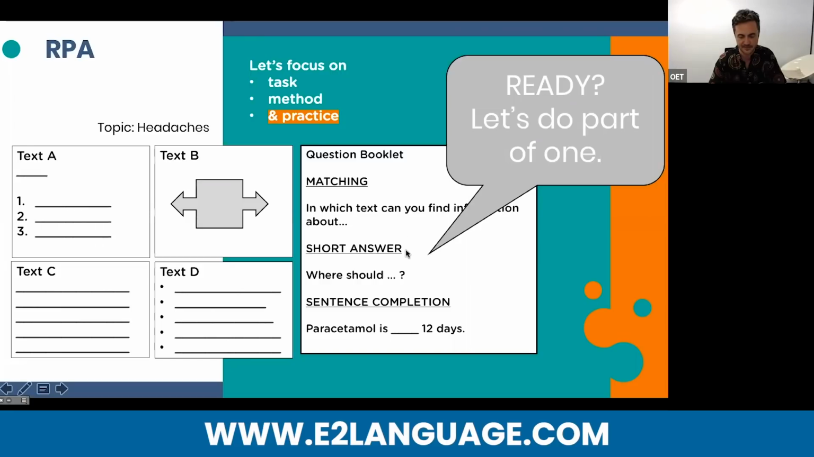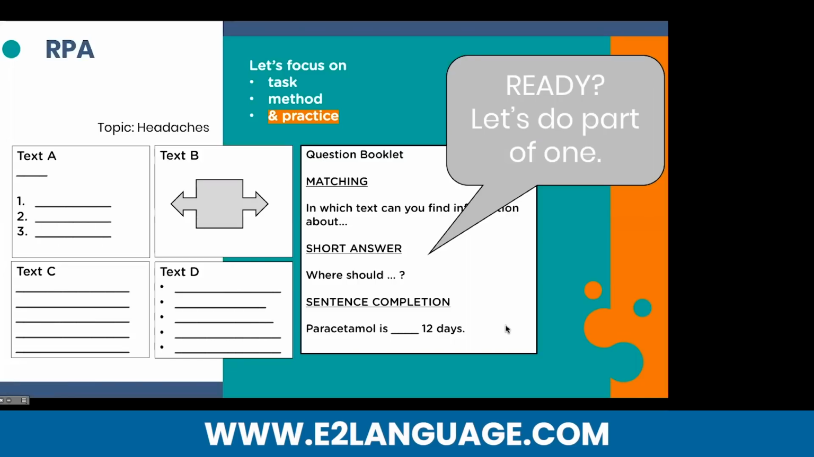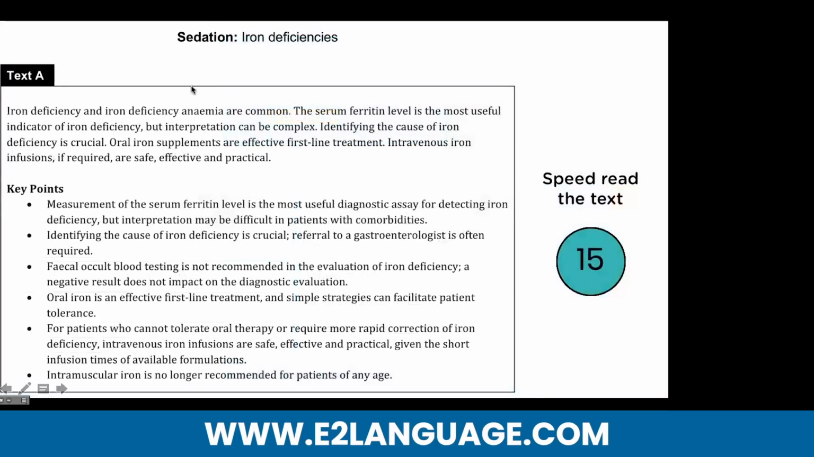Okay, let's do it. Let me disappear. So first things first, I want you to speed read. Have a look at this. This is the title. This is what the overall texts are about. Iron deficiencies. So speed read text A, please. Looking at the titles, looking at keywords, get an idea broadly about what that text is about.